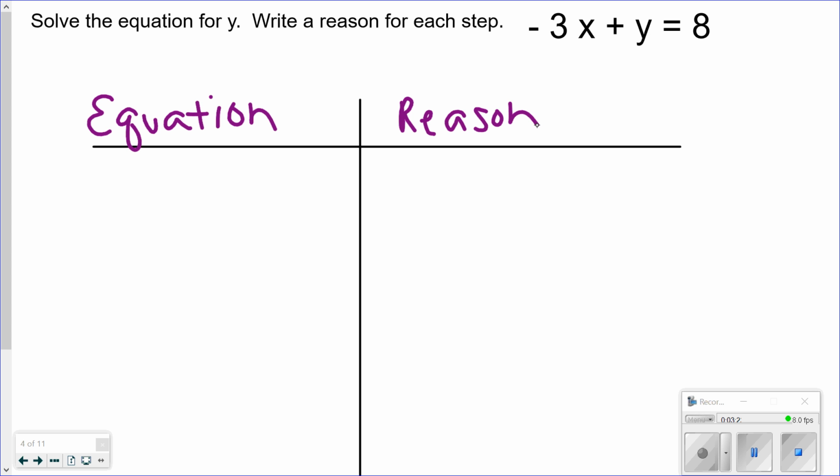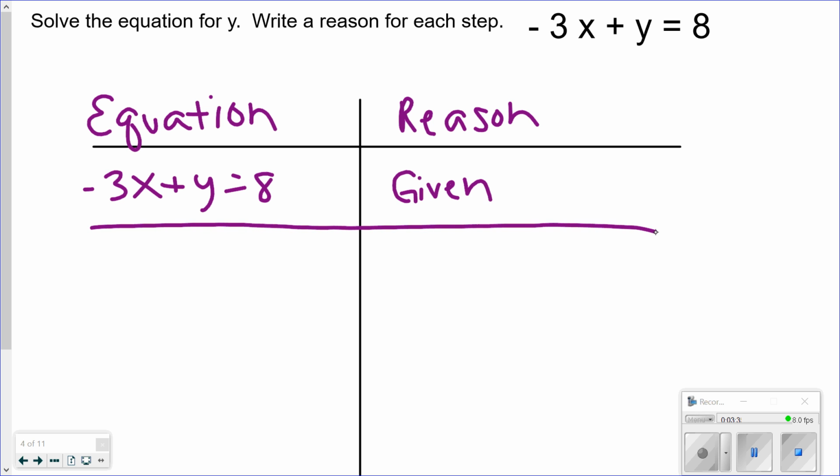So the first thing I want to do is write out what is given to me. So negative 3x plus y is equal to 8. That is given. All right, so it said I want to solve for y. I have two variables here, but that's okay. So I just want to try to get y by itself.